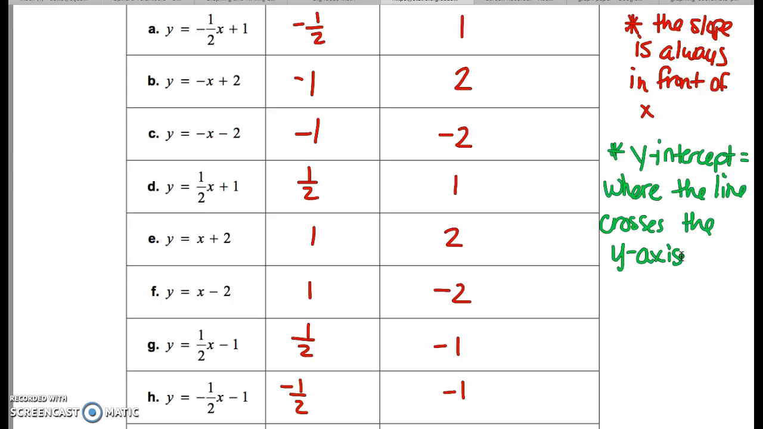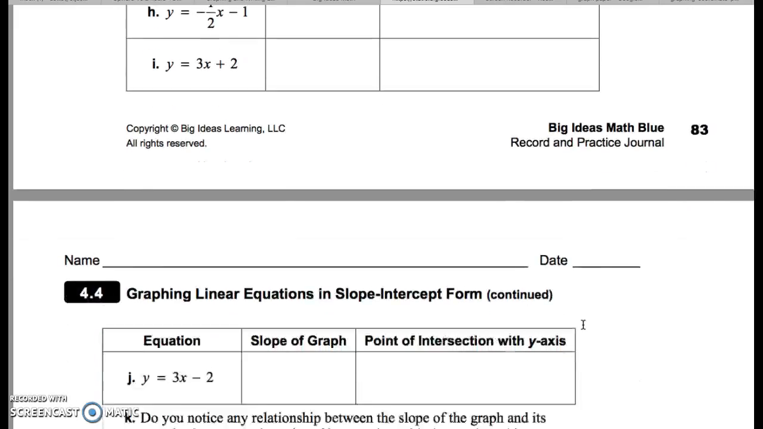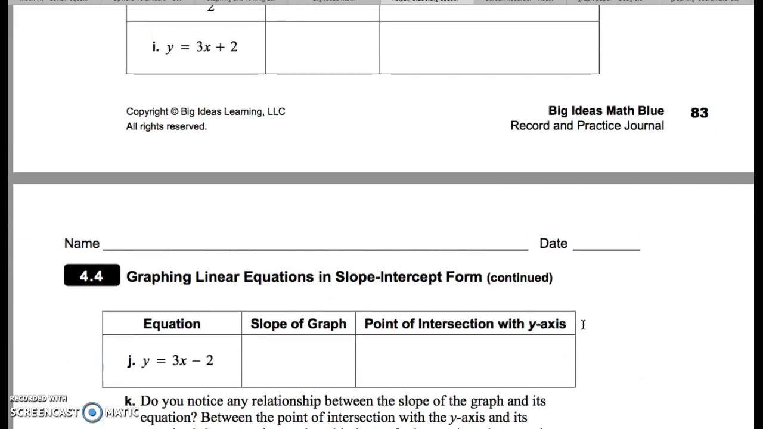So let me scroll down and we'll finish filling in this table here. We have I, and then on the next page we have J. So I, what's your slope? Your slope is always the number that's right in front of the x. So in this case it's a 3. Where it crosses the y-axis will be that other number tacked on, +2, so that means it's going to be a +2.